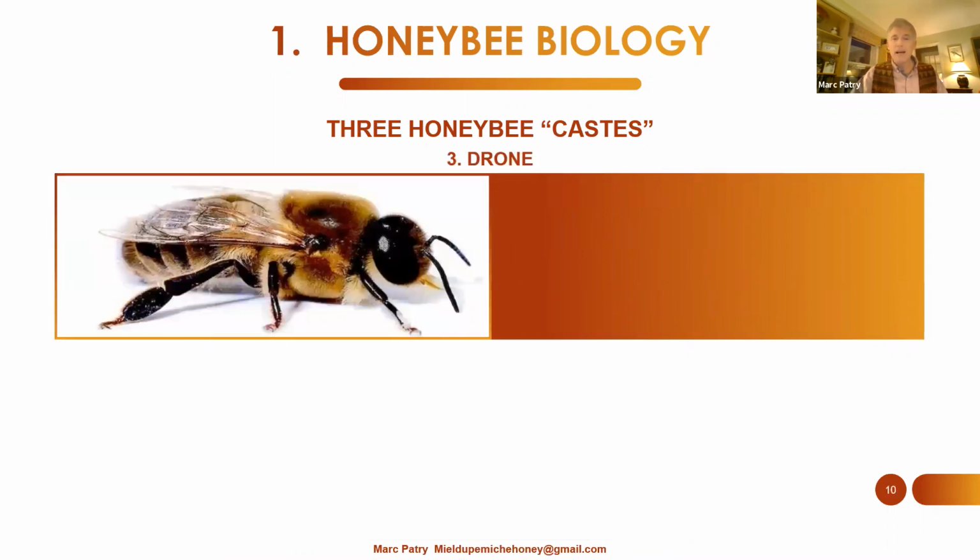And then we have the last of the three castes, the drone. One of the things you notice the most about the drone is the huge eyes. I mean, the head looks like a bowling ball with some antennae on it. Why would the drone, do you think, have huge eyes like that? Does anybody have any suggestions?